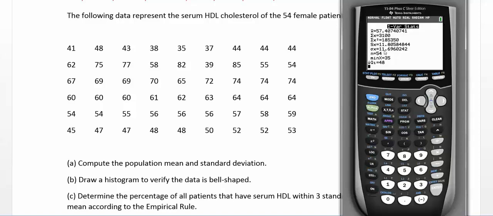What we have to ask ourselves is, are we looking at a sample or a population? It gives us the population of patients, so it actually tells us we're dealing with the population. So we're going to stick with the population standard deviation, which is 11.6, 11.7.